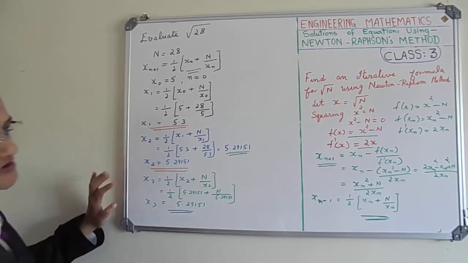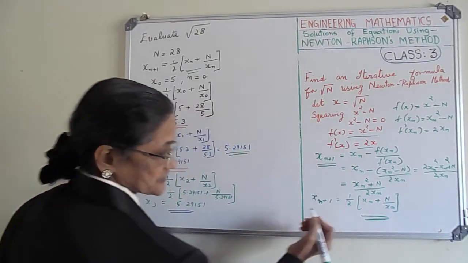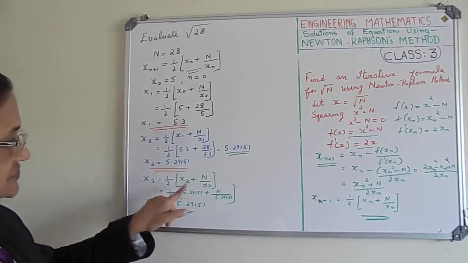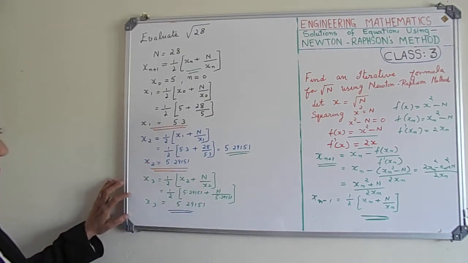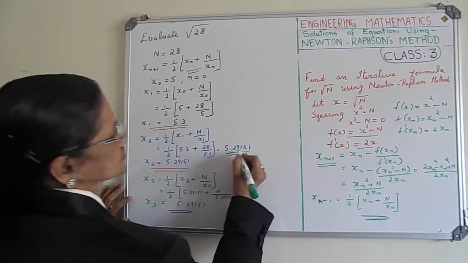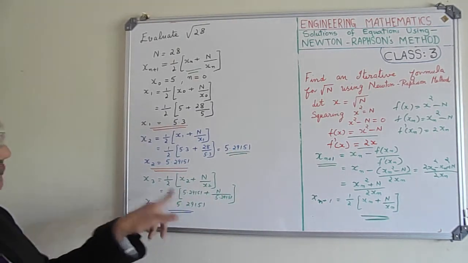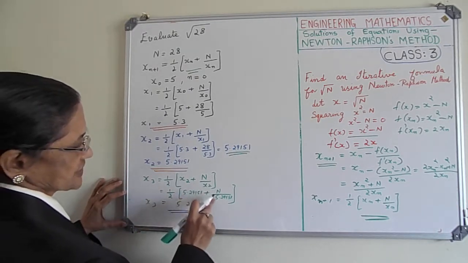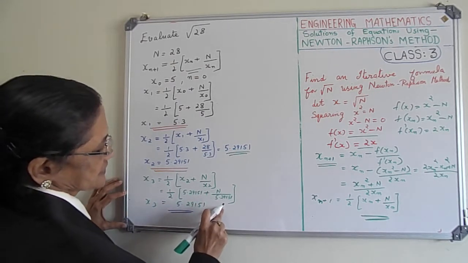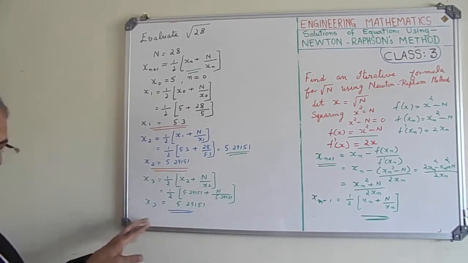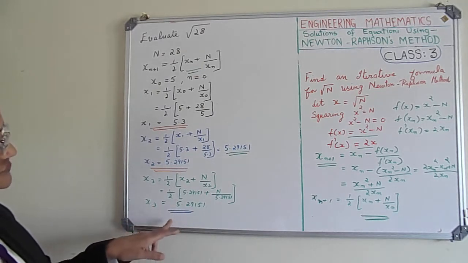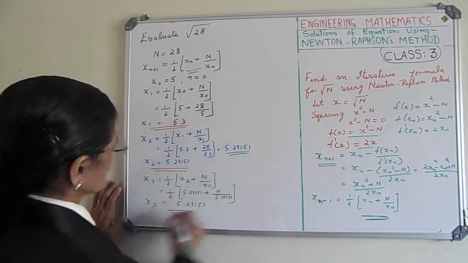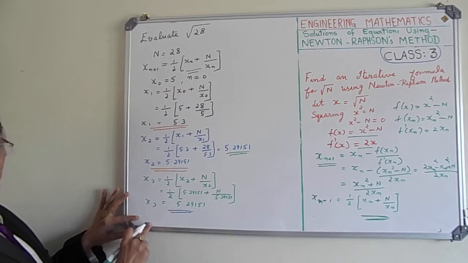Now let us find one more approximation to the root, that is x3. Here in this formula, we put n equal to 2. When n equal to 2, we get x3. x3 is equal to half times (x2 plus n upon x2). What is our x2? 5.29151. Putting the value of x2 here, we get half times (5.29151 plus 28 upon 5.29151). On simplification, we get x3 is equal to 5.29151. See, x2 and x3 are the same.